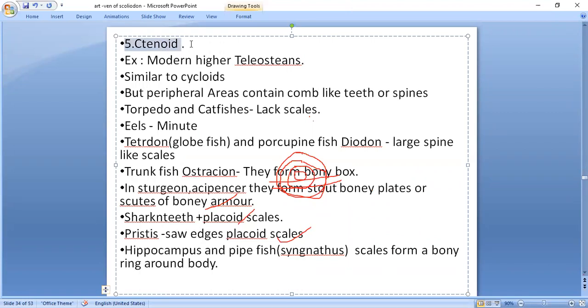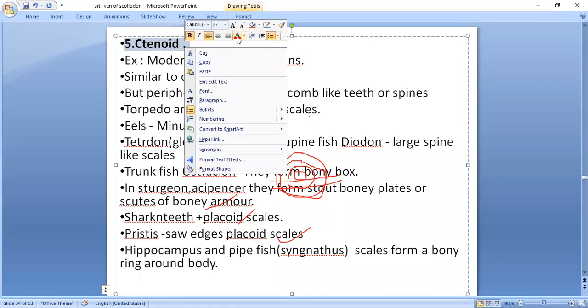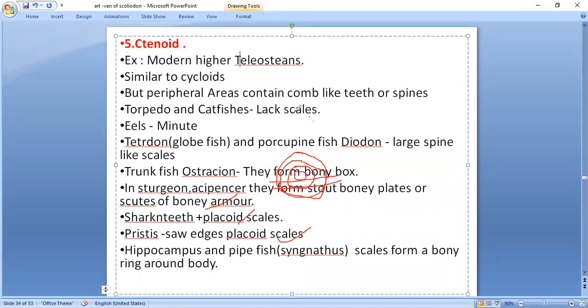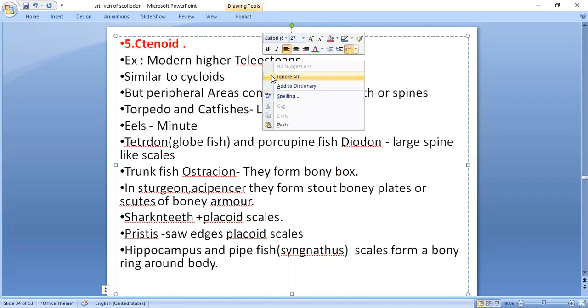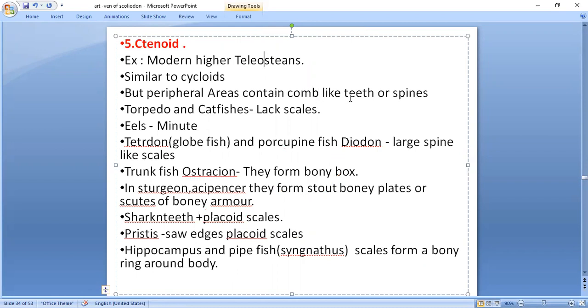The last one is the ctenoid type of scales. It is similar to cycloid, but it contains saw-edged or peripheral comb-like teeth or spines, smaller and non-harmful. Such kind of modified cycloid scales are the ctenoid type of scales. They have peripheral comb-like teeth or spines. Examples are perch and catfishes.